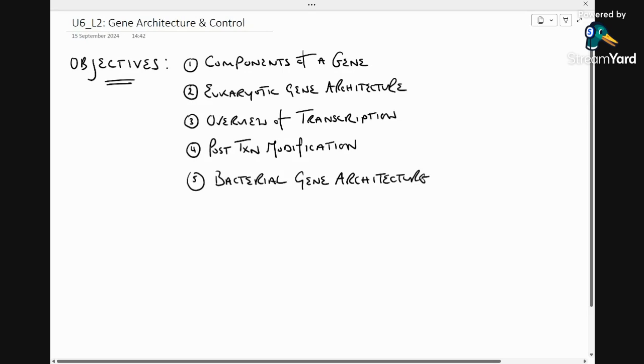This is lesson 2 for the upper sixth, architecture and control of gene expression as an introduction. This follows on directly from lesson 1, which was the PowerPoint introducing the idea of genetic control circuits and the different levels at which we can regulate gene expression, both at the transcriptional level and at the translational level.